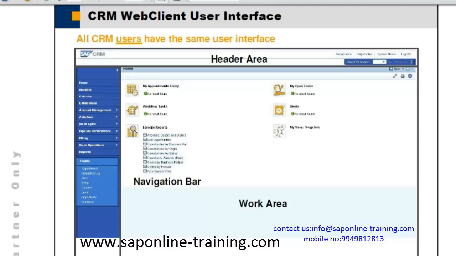So generally, you have to understand SAP CRM runs in four areas. First is acquiring.